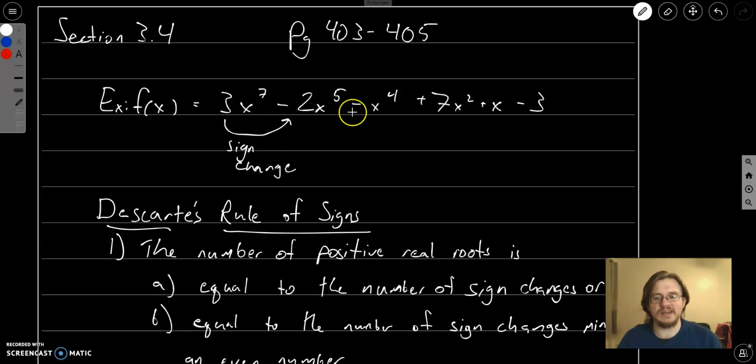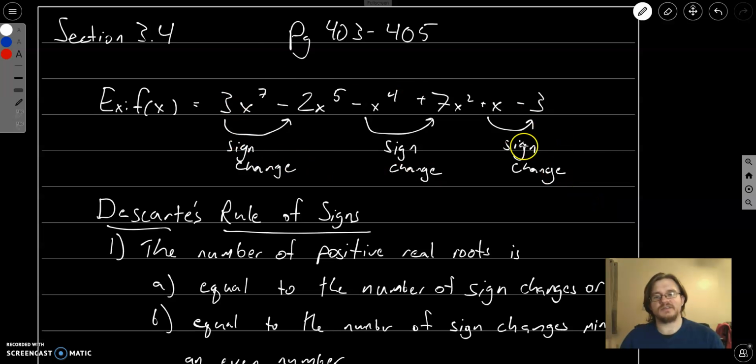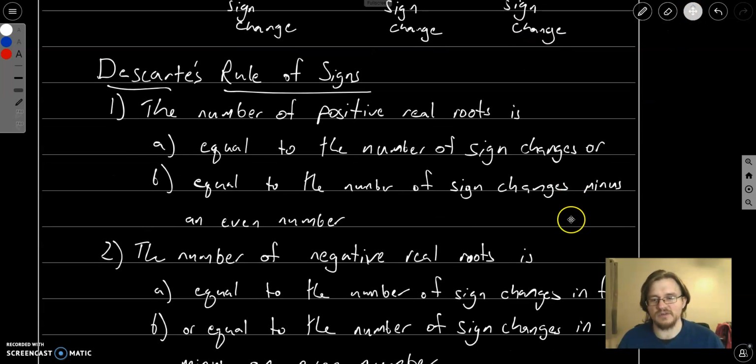Here we've gone from a negative 2 to a negative 1. No sign change. However, from here to here, we've gone from a negative number to a positive number. So here's another sign change. From 7 to 1, there's no sign change, but from 1 to negative 3, there is another sign change. So here, this function will have 3 sign changes, and this will tell us something about the roots of the polynomial. This is just a clever little result.